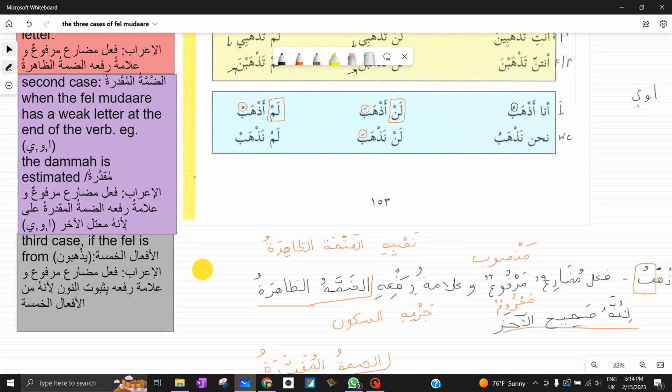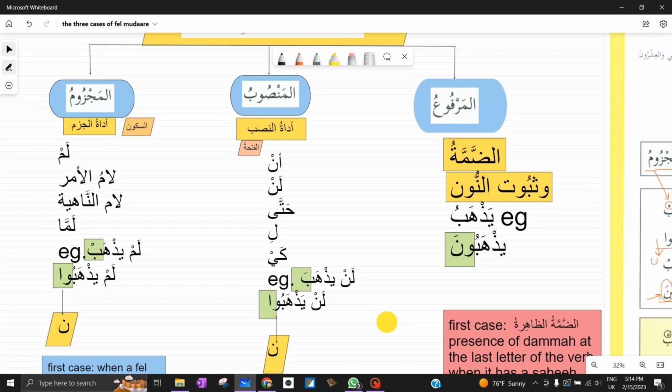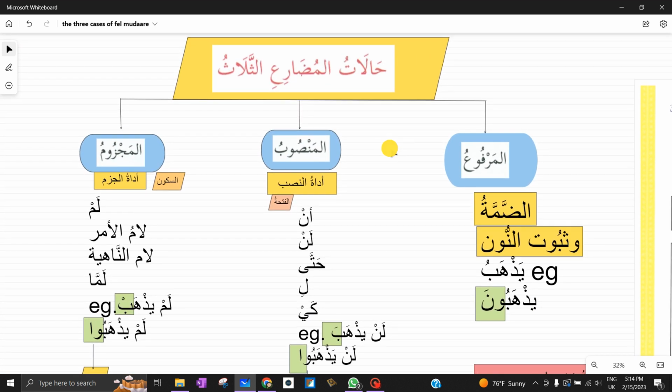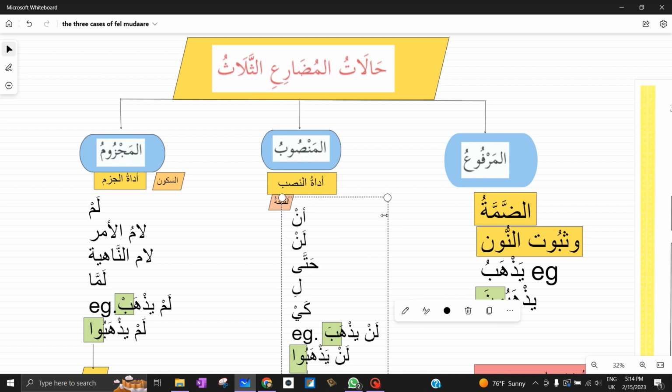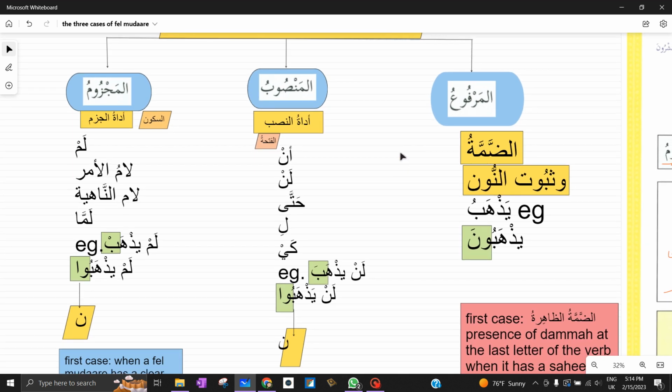So this is the fail mudare rules for 3 cases. Now let's come to the table that I have prepared for you here. Halatul mudare al-thalas, 3 cases of mudare. Okay, what do you see here? 3 cases of mudare: al-marfu, mansoob, and majzoom.